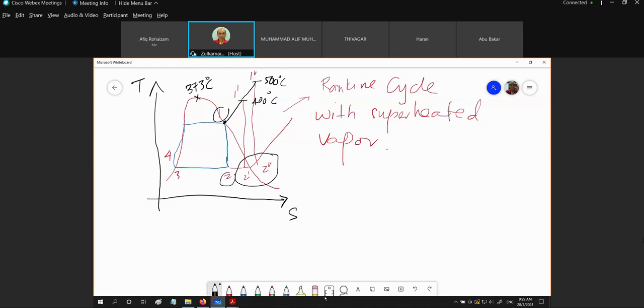State 2, no problem. Of course, you will get mixture. But 2 prime, 2 double prime, you don't know. It all depends on this. Okay? All depend on this temperature.